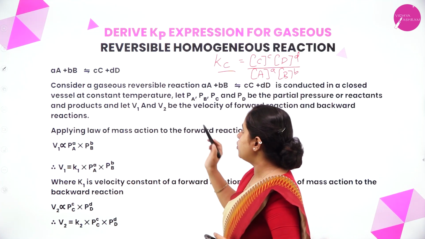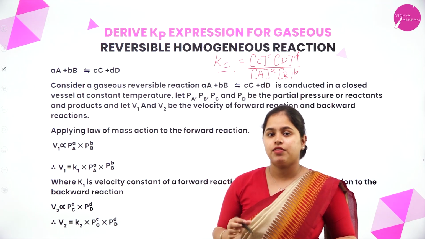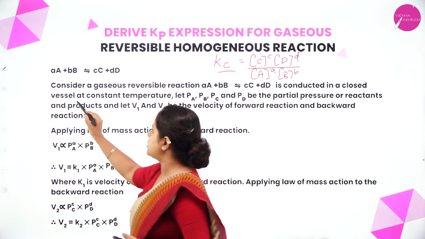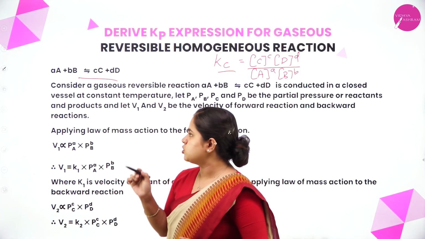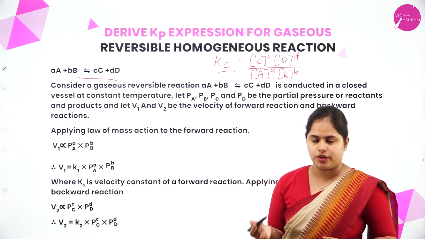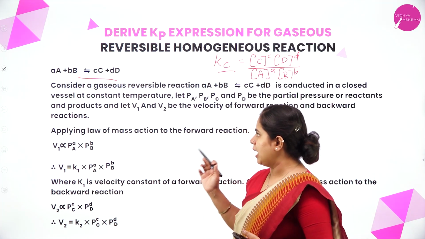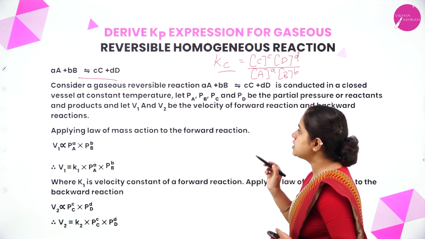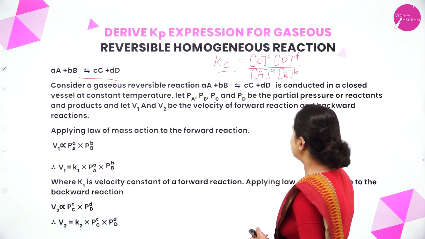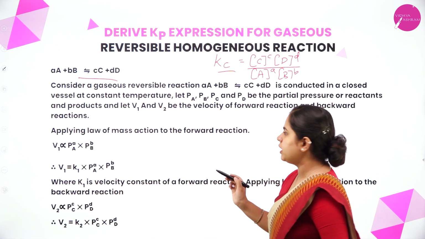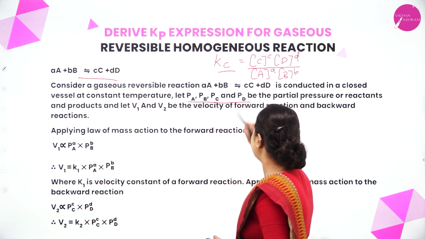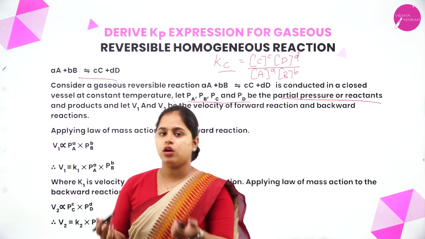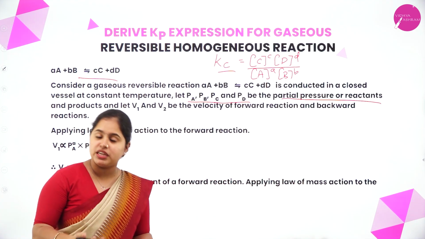Now, as you can see, we are going to derive an expression for Kp, that will be in terms of pressure. So let's take a general equation aA plus bB giving cC plus dD. So small letters a, b, c and d are the stoichiometric coefficients or the number of moles, and capital A and B are the reactants and C and D are the products, right? So consider a gaseous reversible reaction. It is conducted in a closed vessel at constant temperature, right? And let Pa, Pb, Pc and Pd be the partial pressures of the reactants and products. So we are going to discuss in terms of pressure now.